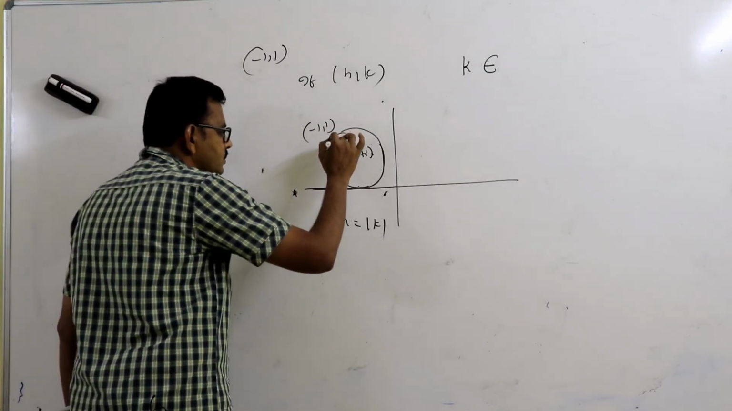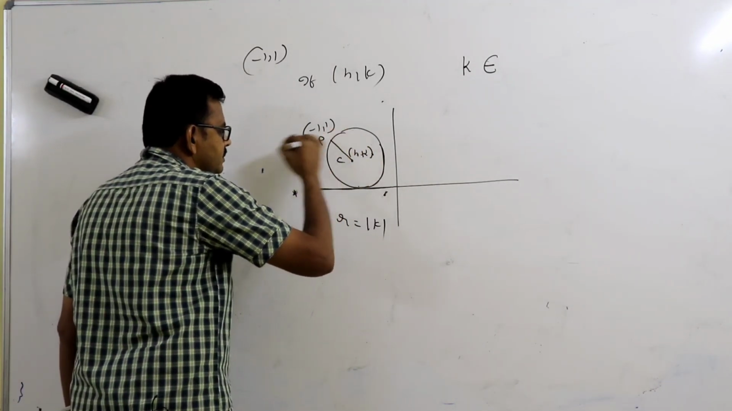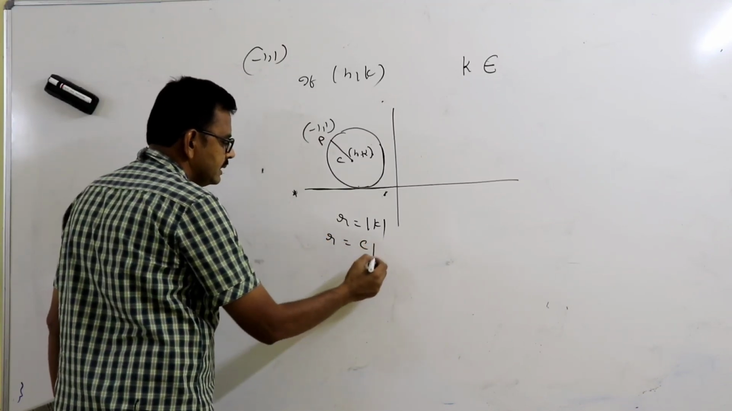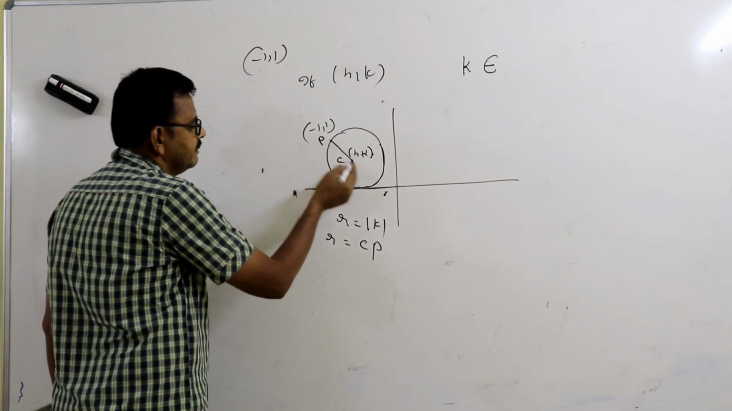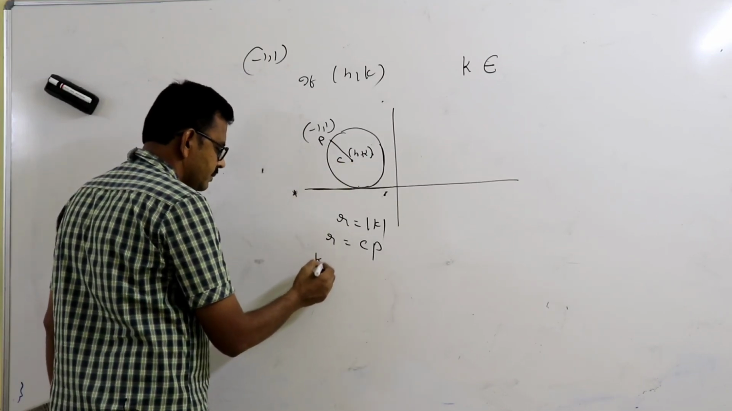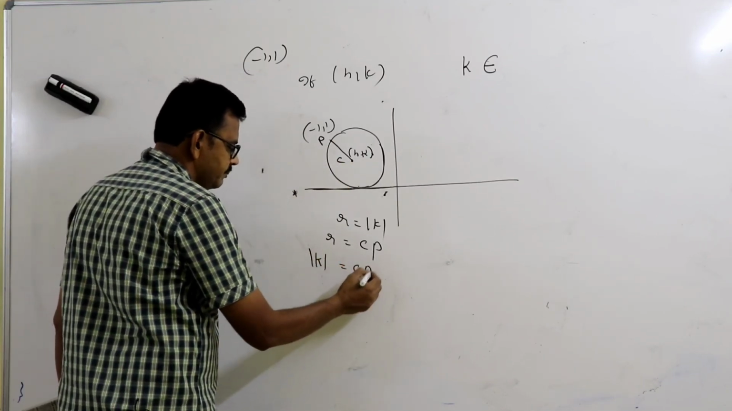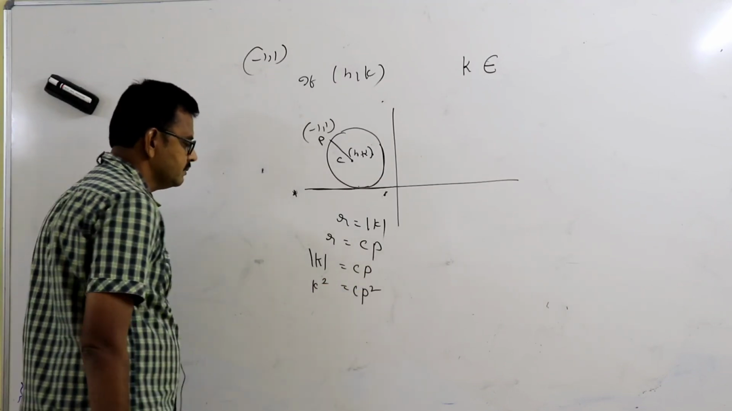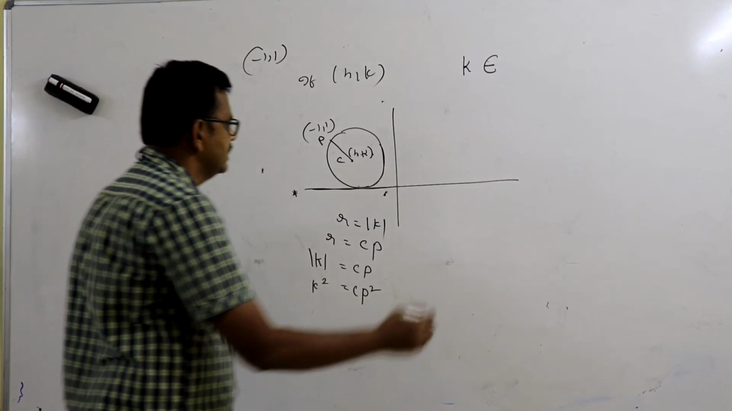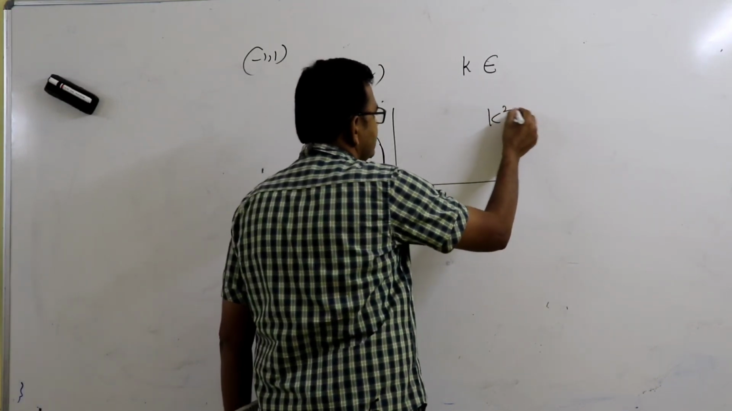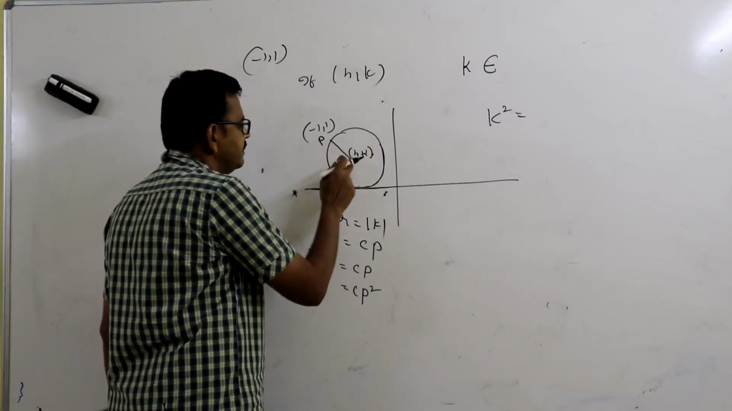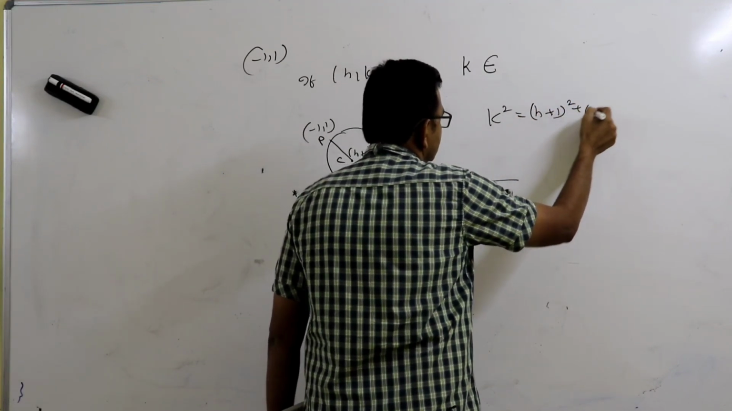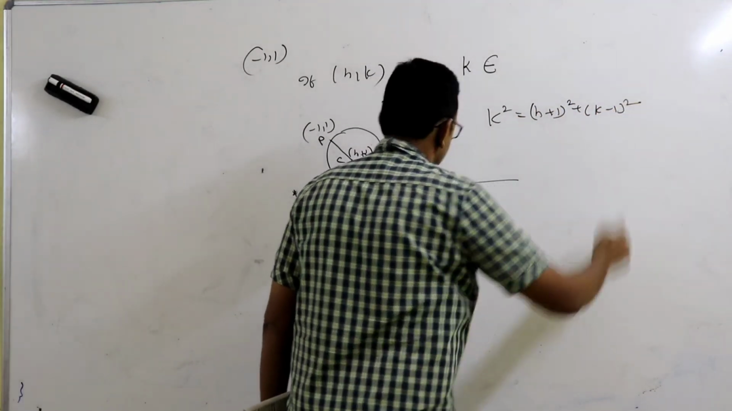So this is also the radius. The circle passes through this point, so the radius is also equal to CP, the distance between these 2 points. Therefore, mod k is equal to CP. k square is equal to CP square. That is, the distance between the points: h plus 1 whole square plus k minus 1 whole square.